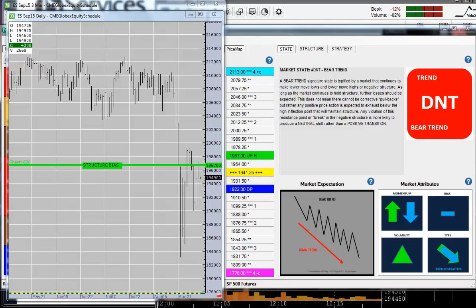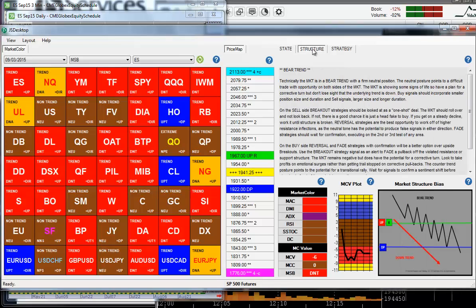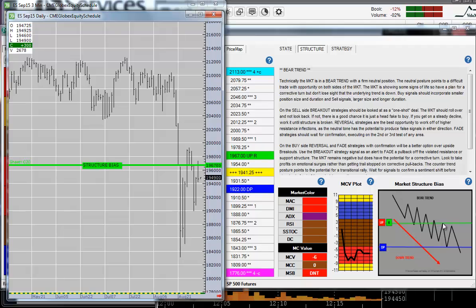So the market state was in a bear trend, and a bear trend is defined as a market that's making lower move lows, lower move highs. And this structure bias identifies the peak of that lower move high. So as long as the market is trading below 1967, this bear trend state is true. Because if the market breaks structure and goes above this price point, it's no longer in a bear trend.